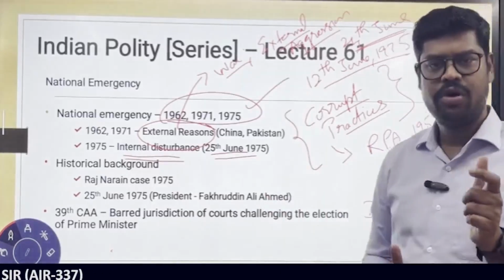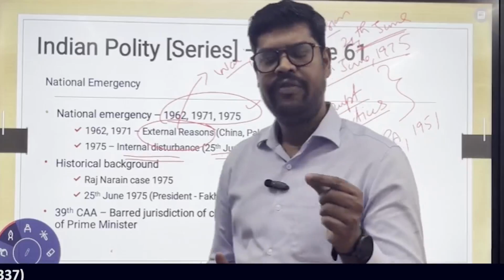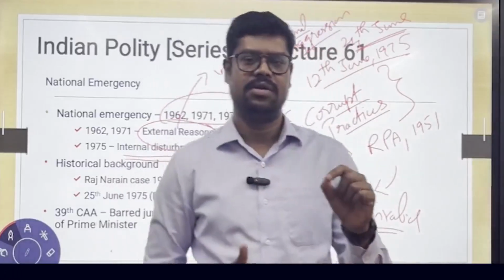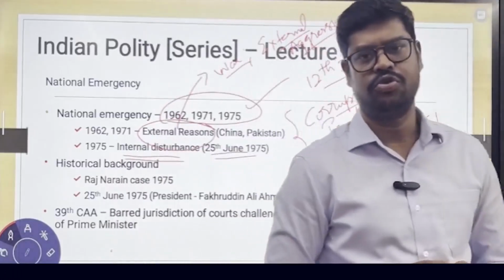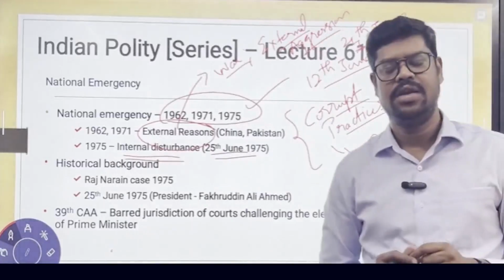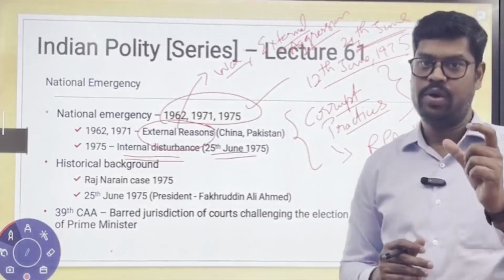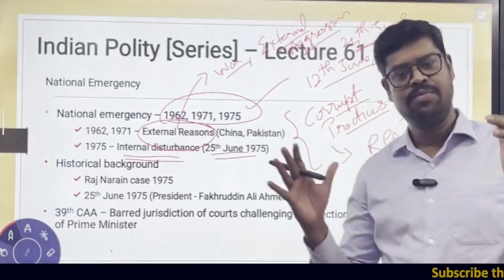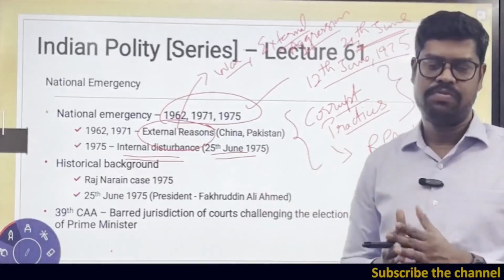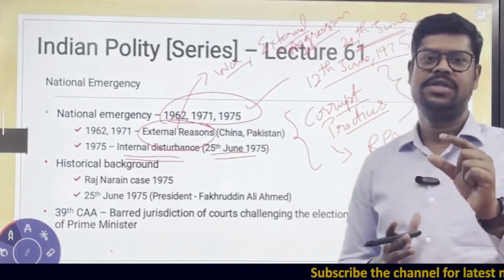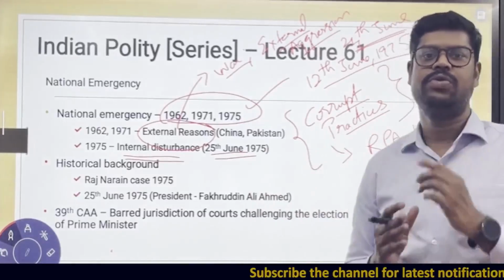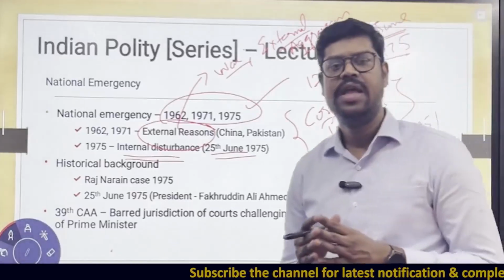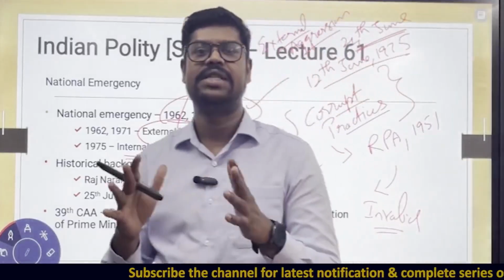But what you have to notice is that when a national emergency is declared under Article 352 of the Constitution, we should also understand Article 359. So what is this Article 359? Very quickly, I'll discuss that in detail in the next lecture. But whenever a national emergency is declared, one of the consequences is that the enforcement of fundamental rights can be suspended.